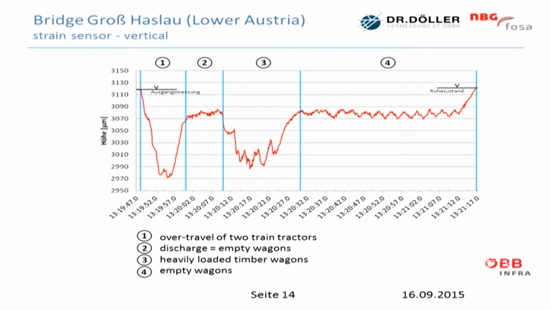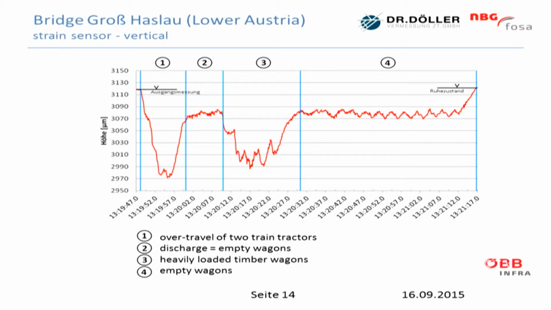You have, for example, one result of that strain sensor. You see the path of a train. You see the first signal. The level signal starts in phase 1. Then you have the path of the 2 locomotives. Then you have phase 2, where you have empty wagons. Then phase 3 is heavily loaded timber wagons. And then after that you have a lot of empty wagons, and finally the signal goes back to the start.